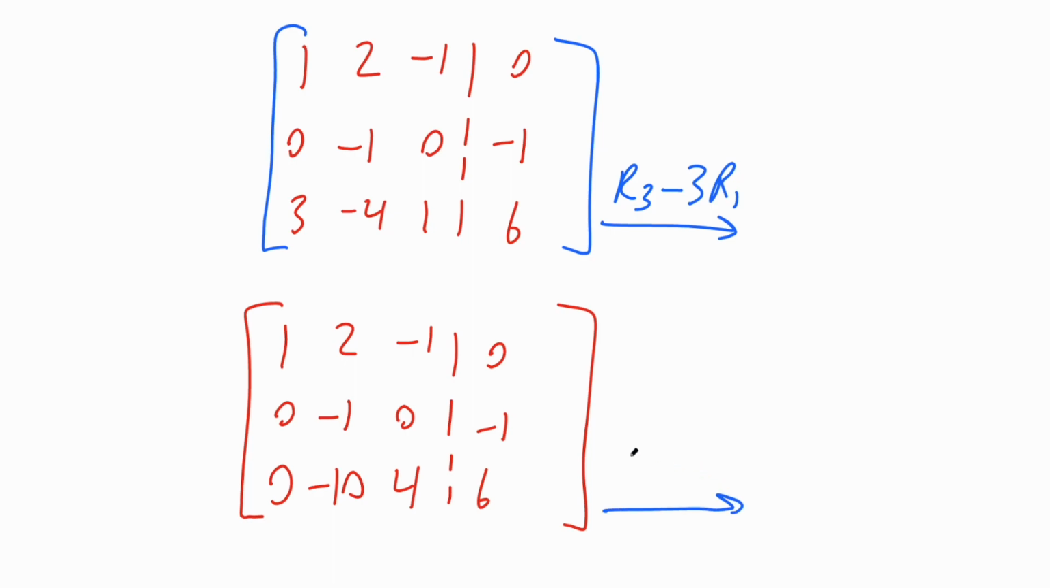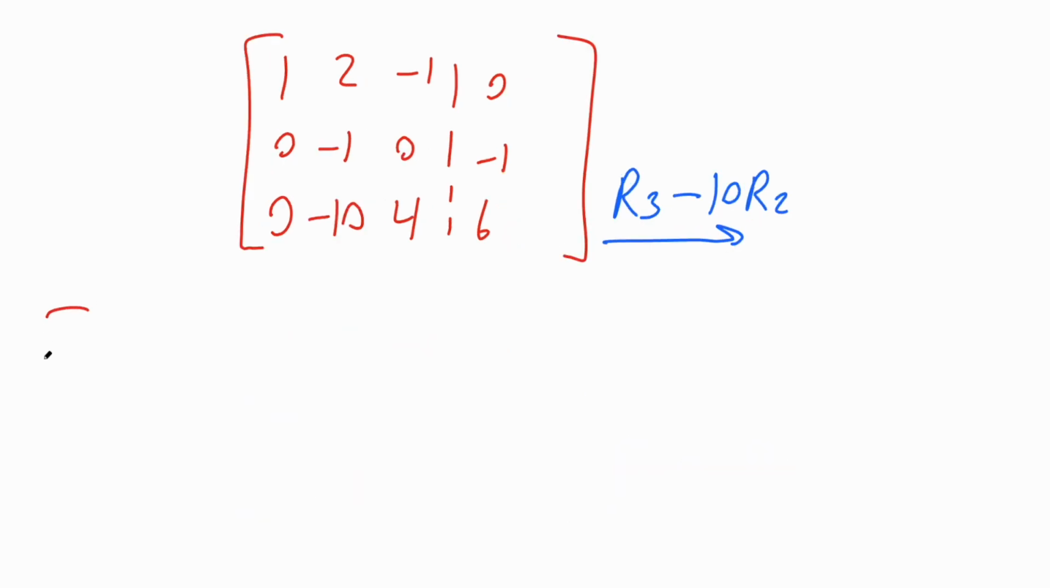So we can still focus on row 3. So we're going to take row 3, which is a negative 10. So we need to get rid of negative 10, so we need to add 10. We could do that if we subtract 10 times row 2, because in row 2 we have a negative 1, so negative 10 times negative 1 would give us positive 10, and so now we need to apply it.